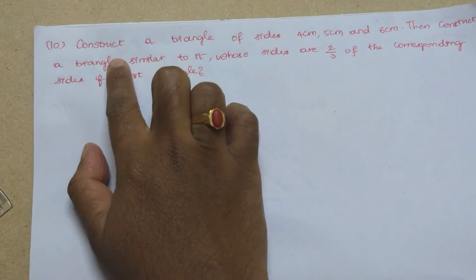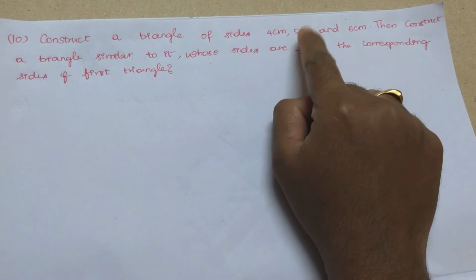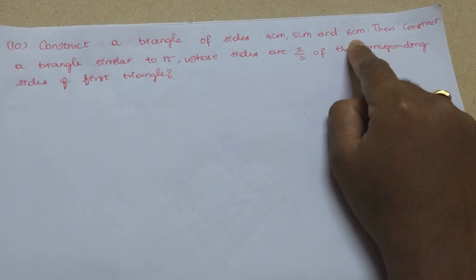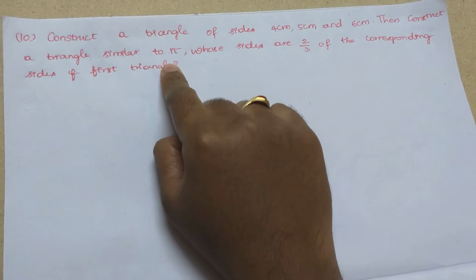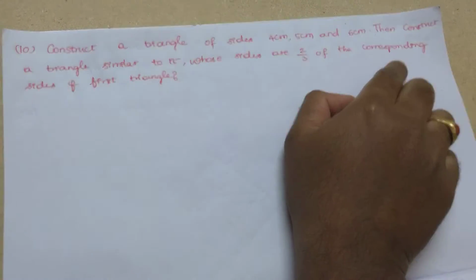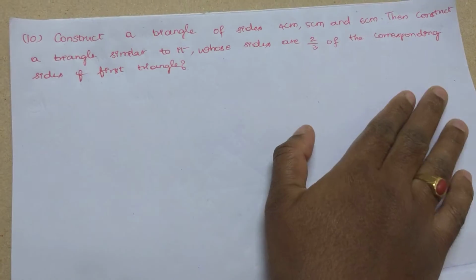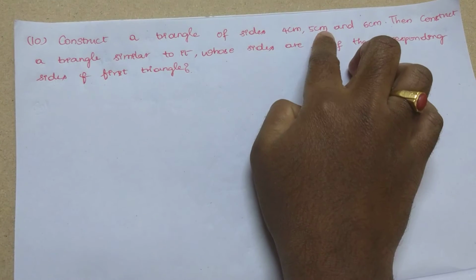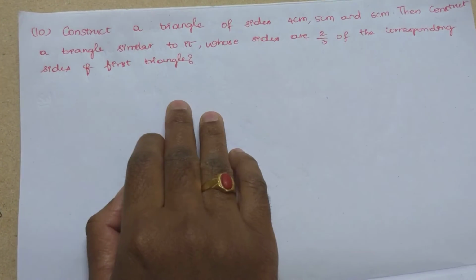Hello friends, let's solve question number 10. Construct a triangle of sides 4 centimeters, 5 centimeters and 6 centimeters. Then construct a triangle similar to it whose sides are 2 by 3 of the corresponding sides of the first triangle. So here, first we have to construct a triangle of these three sides. That is what they asked us to construct primarily.